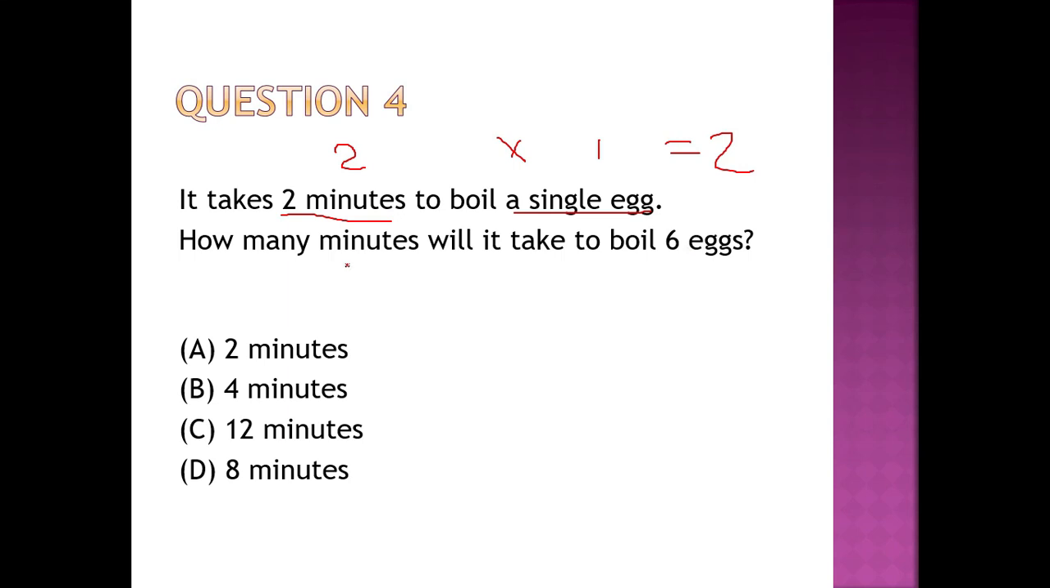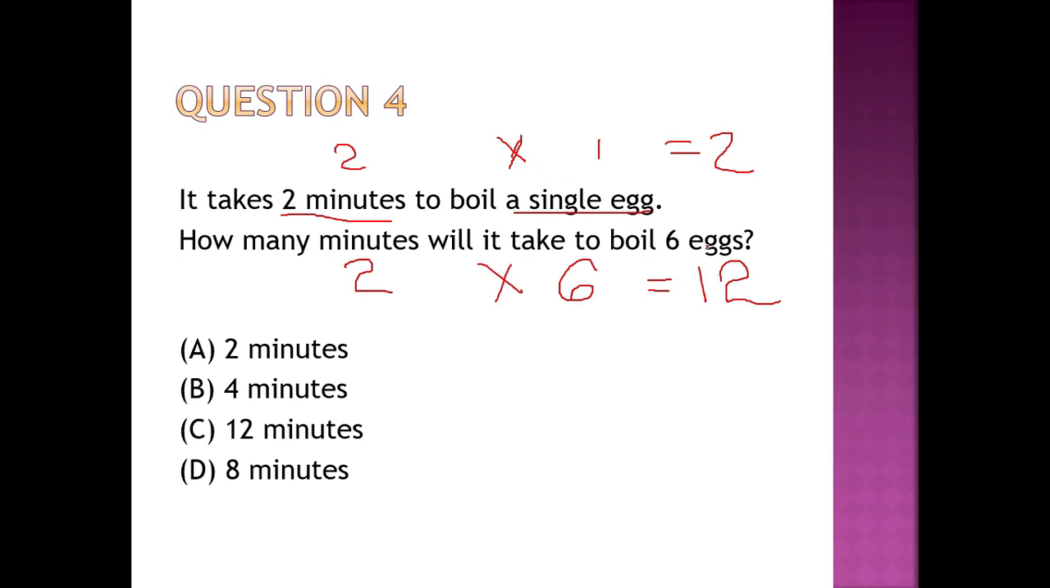So we know that it takes 2 minutes to boil a single egg. So we multiply that by 6 eggs, and what do we get? 12, right? The interesting thing about a question like this, however, is that the question is actually open to interpretation. Let me explain why I say that.